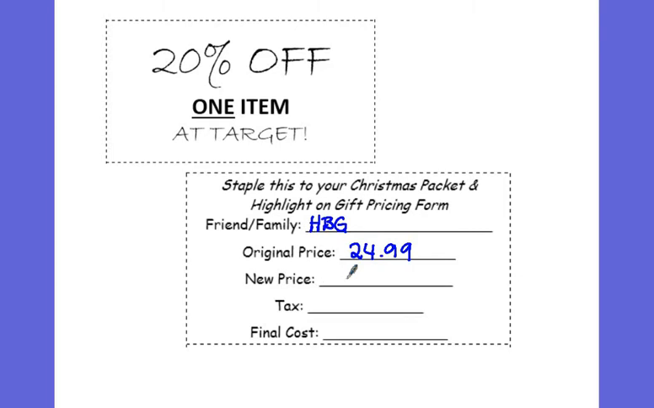$24.99. I need to find the new price. So 20% off of that. But 20% can't go into a calculator, so I need to change that to a decimal. Anybody remember how to change a percent to a decimal? The decimal is understood to be in the back. I bounce forward twice, so that becomes 0.20, or is it 0.2 the exact same? Same thing.